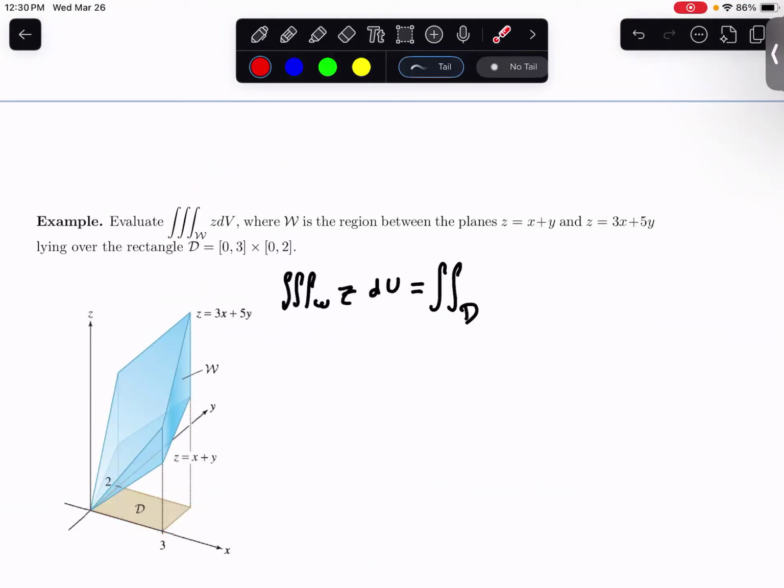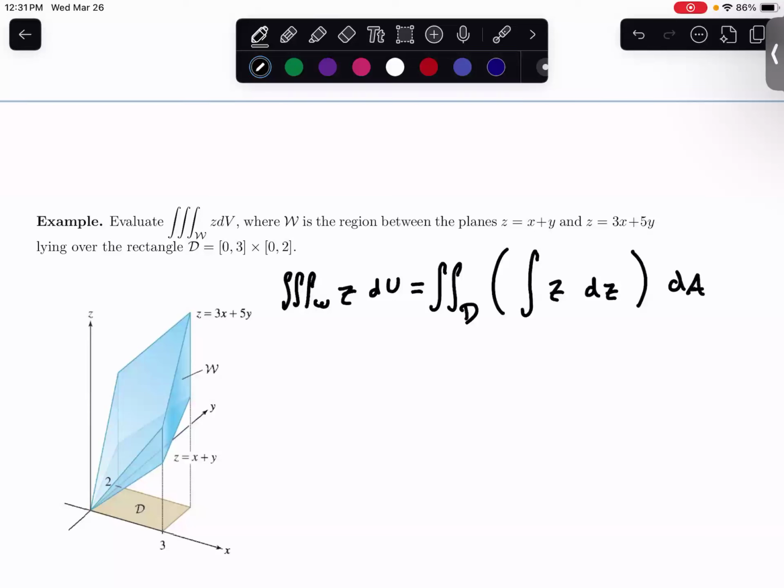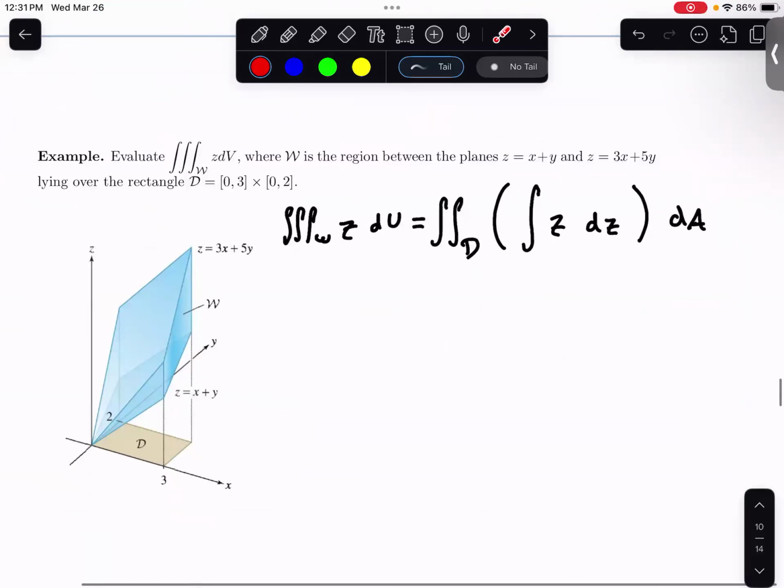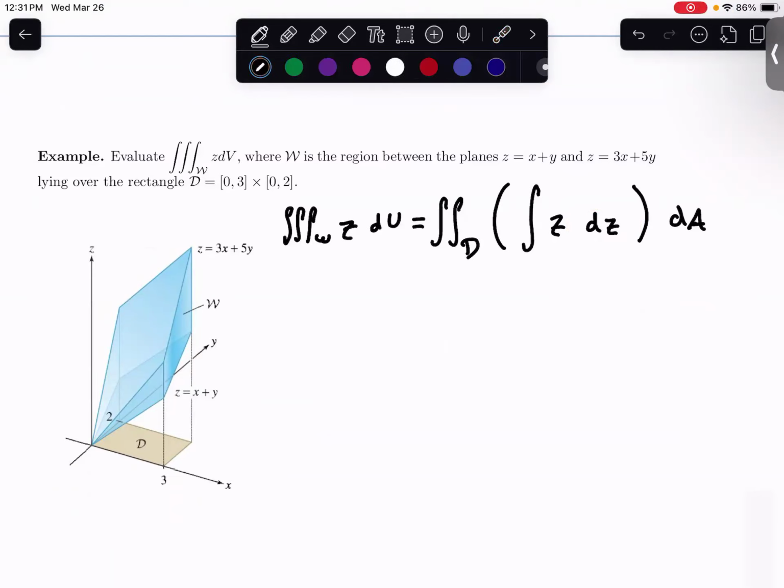And so this covers the x and y variables. We're just left with the z variable, which is going to be this integral right here. So this is going to be z, and then this is going to be dz, and then outside we're going to have dA. This is corresponding to dx, dy, right? I'm just imitating what they're doing here. I think it's a good way of writing it out and organizing. And so we have to think in terms of what z ranges from. As I've been saying over and over again, the lower bound is given by x plus y, and the upper bound is given by 3x plus 5y.